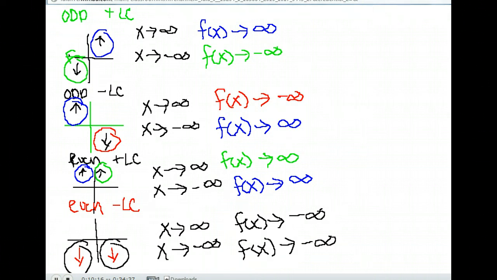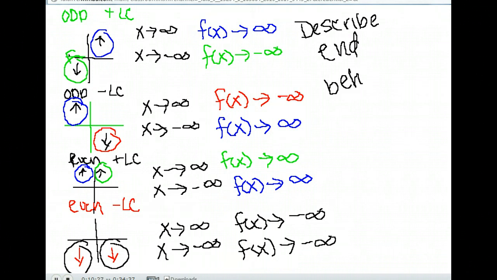Okay, so when it says describe the end behavior, that's what you're going to do. You're going to look at what the degree of the polynomial is, whether it's even or odd, and you're going to look at whether the leading coefficient is positive or negative, and then you'll write down the end behavior depending on that. So if you need to pause right here, you can pause to write this down.